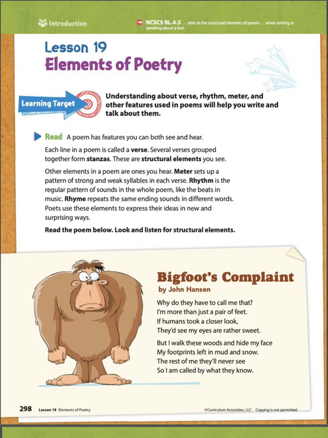Hey guys! Today we're going to be learning about the elements of poetry, and we're going to explore how those elements work together within a poem to create certain effects and convey certain feelings. You've probably heard lots of poems before, and you might be able to think of a few.